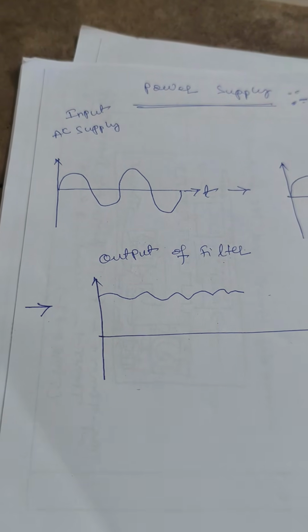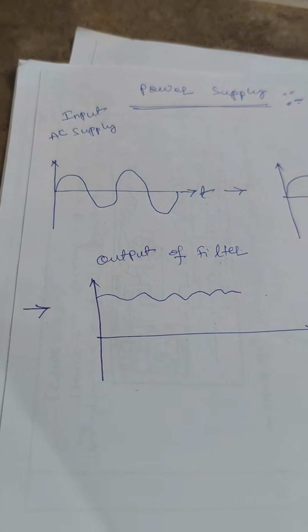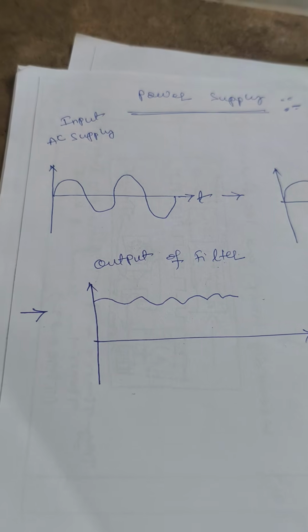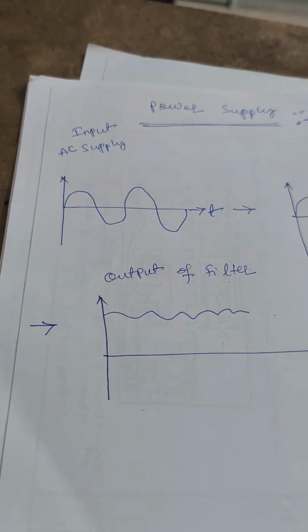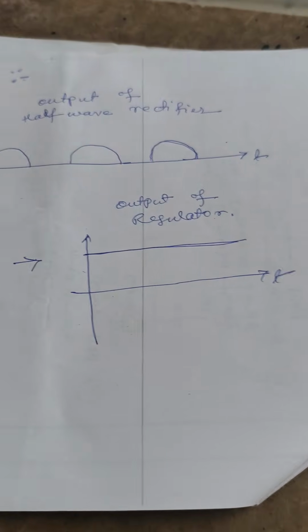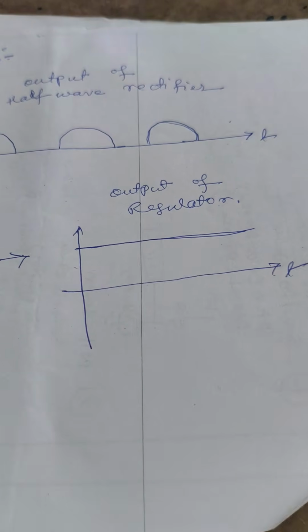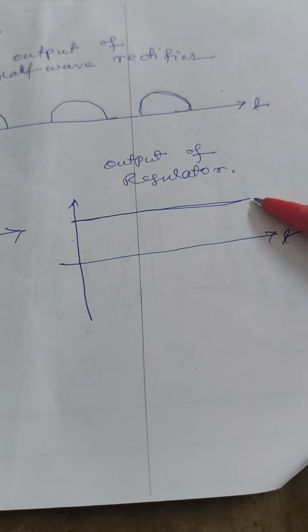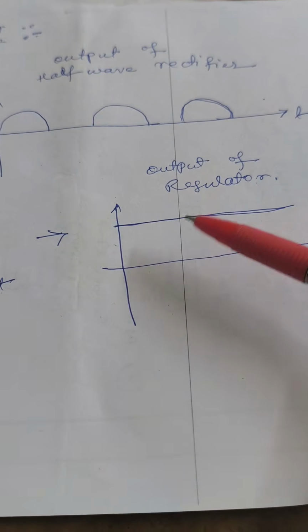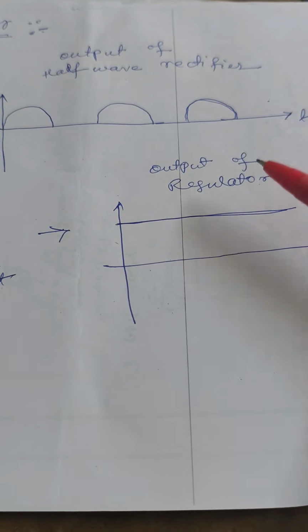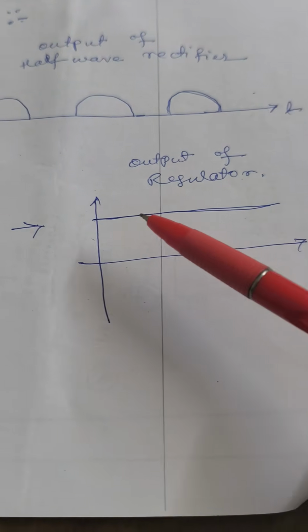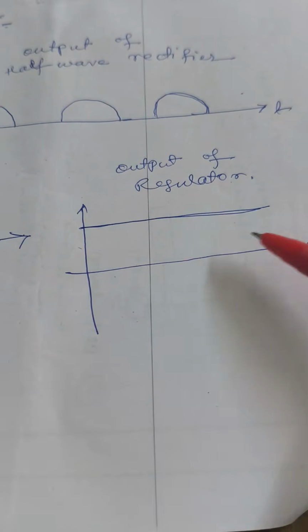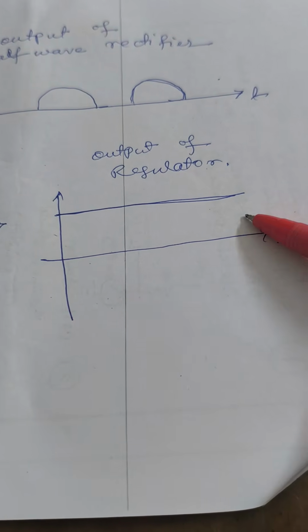There are two types of electric supplies, that is AC supply and DC supply. DC means it is constant. This is nothing but the output of the regulation. With respect to time, the current or voltage is constant. Suppose 5 volt means 5 volt, 10 volt means 10 volt. If the current is 5 ampere, it will be constant throughout.